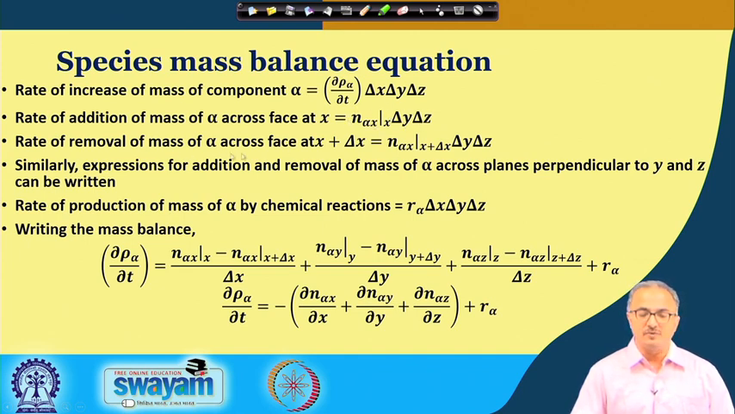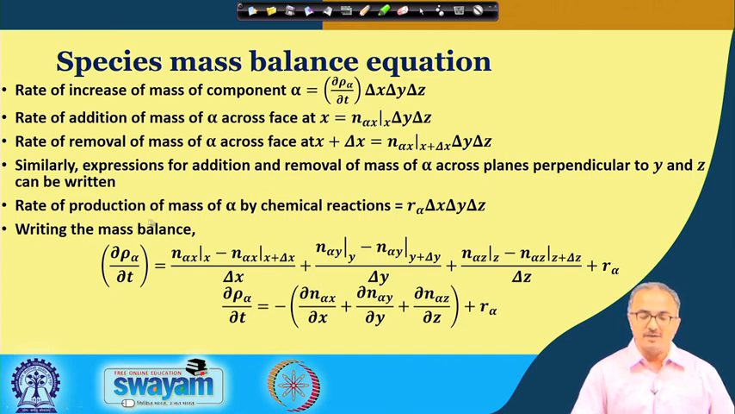And then we go to the other end, that is x plus delta x, and we find a similar expression like this. So, this much is going in at the x direction and these are coming out at the x direction. And similar things we can also write for the other 2 directions in y and z.